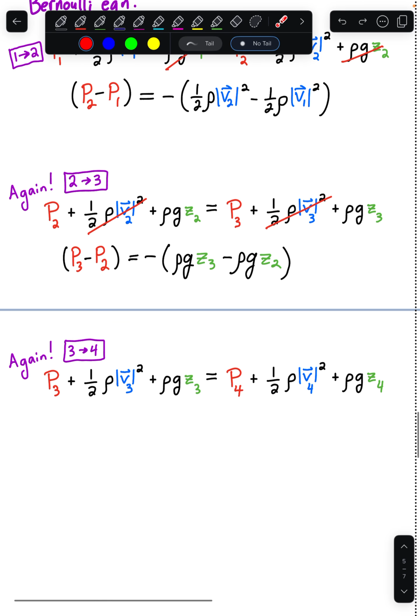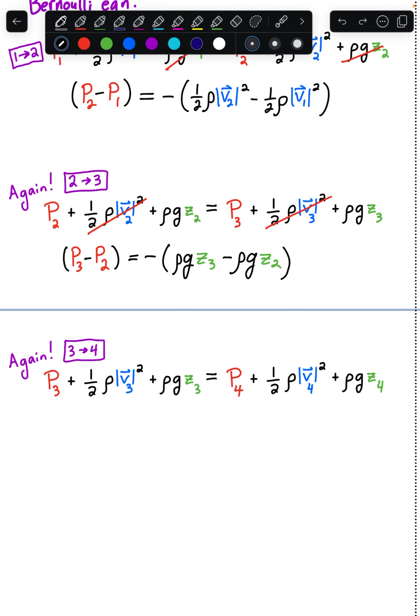And then lastly, from 3 to 4. As we go from 3 to 4, we're at the same height at 3 and 4. So these two terms drop out this time. And we can therefore say that the pressure at 4 minus the pressure at 3, the difference in pressure, is equal and opposite to the difference in kinetic energy density.